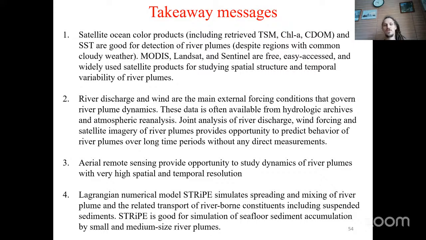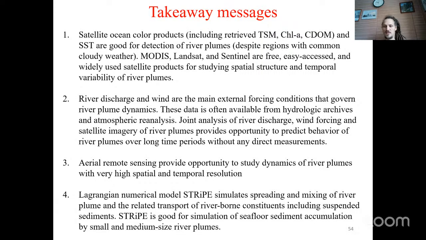Then, if you want to go deeper about where river-borne sediments will be transported in coastal sea, you should think first about river discharge and wind, because river discharge and wind are the main external forcing conditions that govern river plume dynamics. If you have an increase in river discharge, you have an increase in plume area. And generally, if you have a change in wind direction, you have a very quick change of river plume spreading direction.